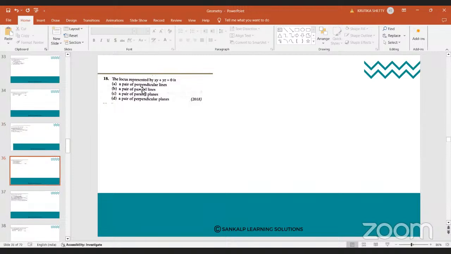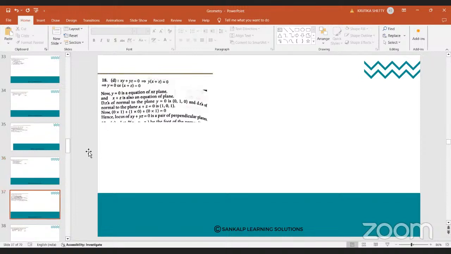Next, the locus represented by xy plus yz equal to 0. We need to simplify this. When we take y common, it will be y into x plus z equal to 0. So y equal to 0 or x plus z equal to 0 will be the two equations. y equal to 0 we know is the equation of the xz plane, and x plus z equal to 0 is also the equation of a plane.